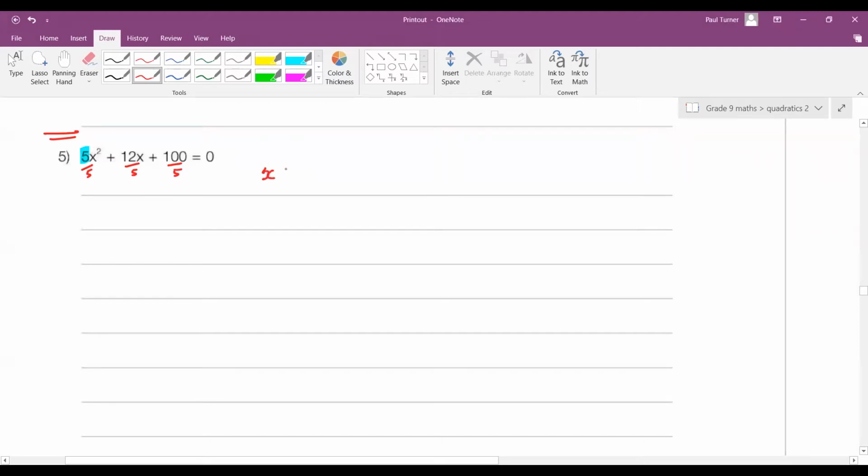x squared plus 12 on 5x plus 20 equals 0. Okay, so work on this question and give me your answer. So your answer is either going to be, it could be one number. So write the number in to 2 decimal places.